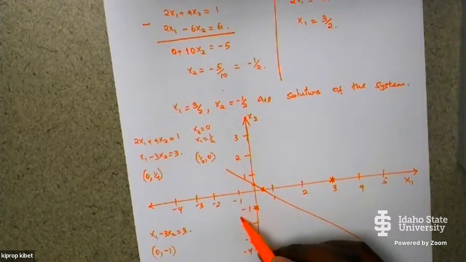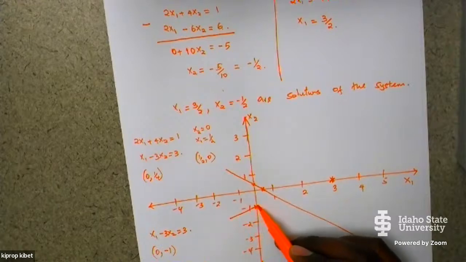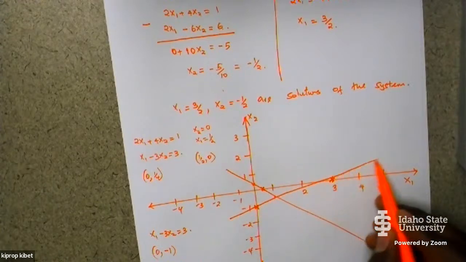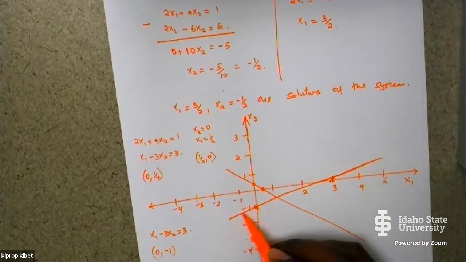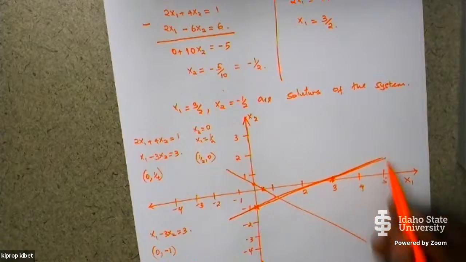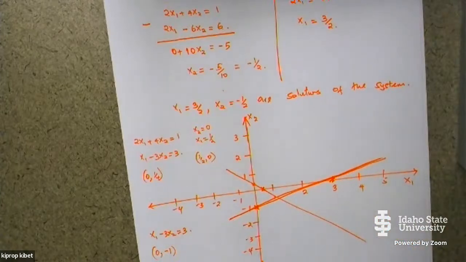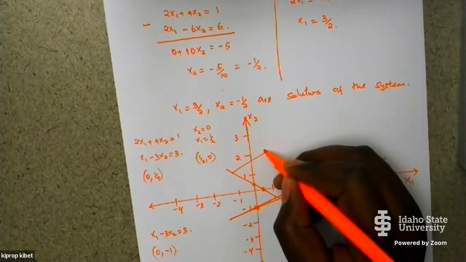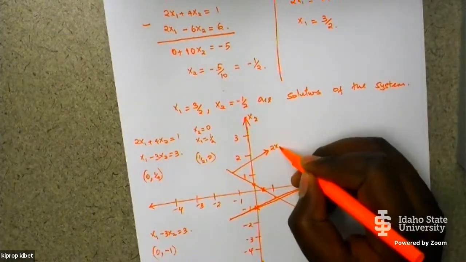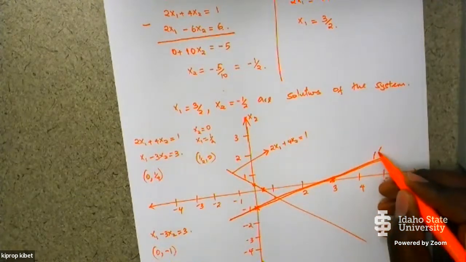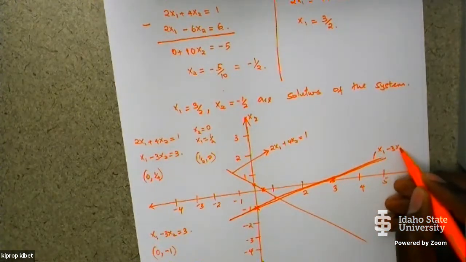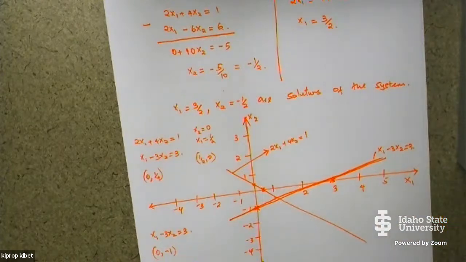And then you can plot a straight line there. So this is for 2x1 plus 4x2 equals 1, and this one is x1 minus 3x2 equals 3.